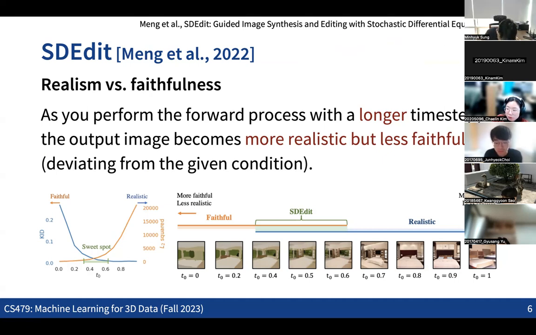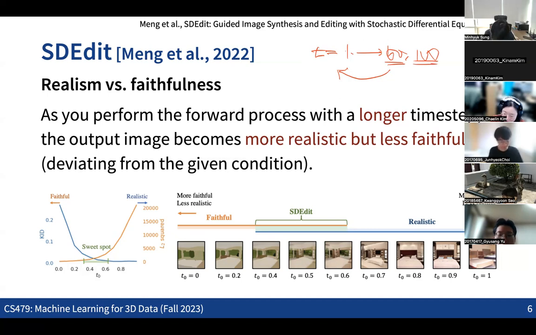But what is interesting is that if you run the full process for just a few steps, like 50 or 100, and run the reverse process back until time step 1, then you actually get results which are close to your input. So we see results which do not deviate too much from the given input image. But obviously, the drawback is that as you run the forward and reverse processes for a shorter number of time steps, the output may not look realistic.